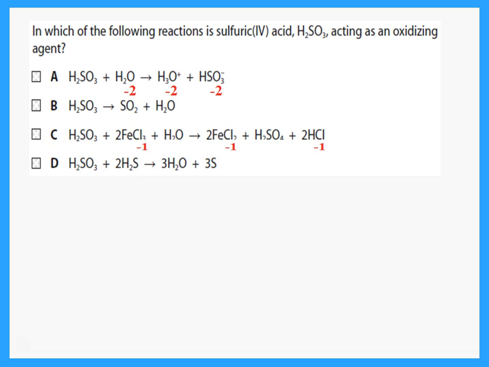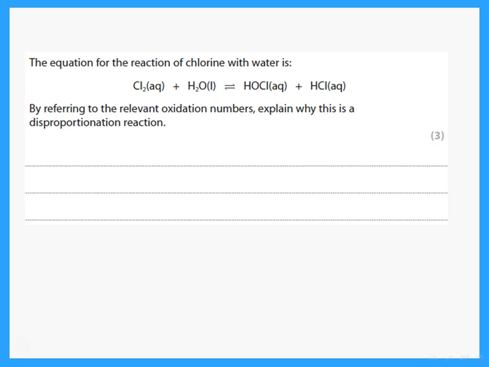Let's look at this last one. In the last one, what is happening? The sulfur is changing from -2 in H2S to 0 as an element. This is increase in oxidation number. So that means the sulfur was oxidized, and that means the H2SO3 is acting as an oxidizing agent.